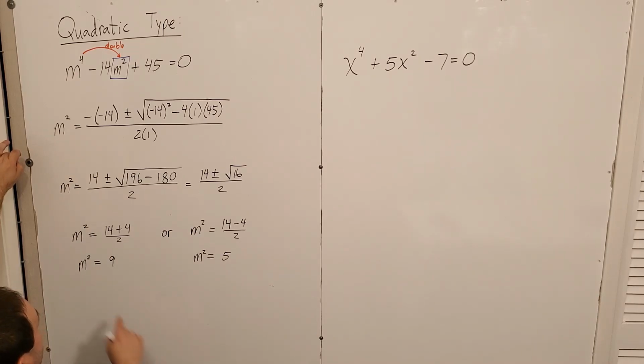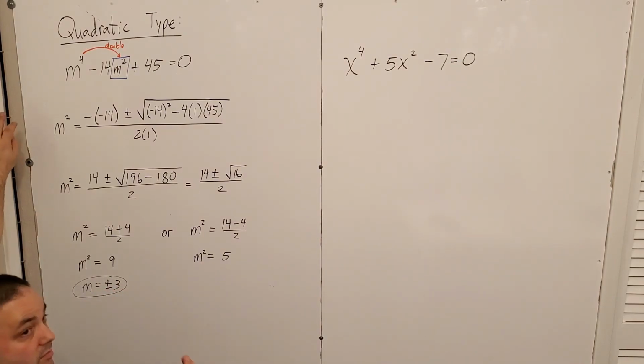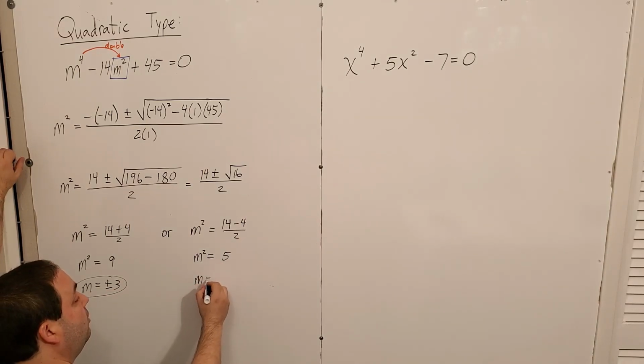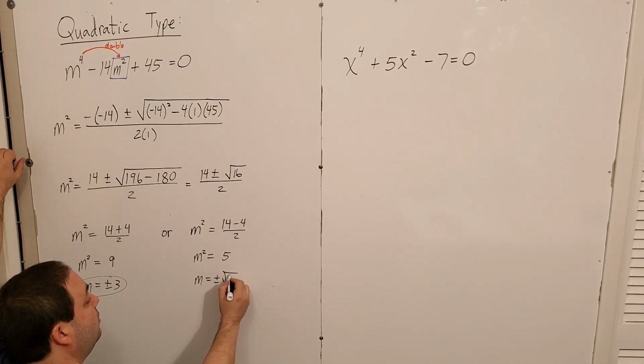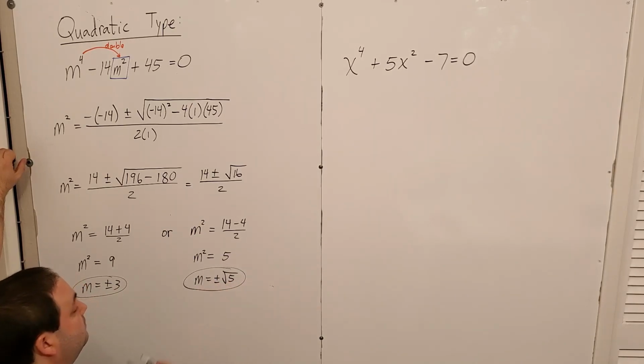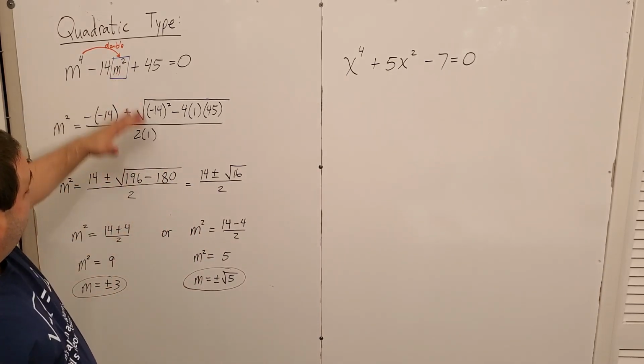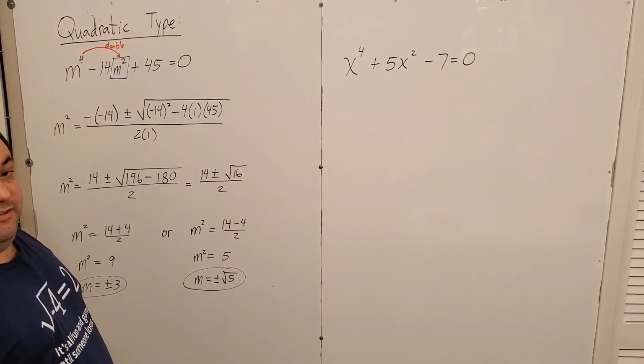Well, this is an easy one. This is going to give me plus or minus 3, because I'll do the square root there. And don't forget, when I introduce the radical, I get the plus or minus. Same thing here. We solved this one directly earlier. That's plus or minus the square root of 5. So as you can see, it's the same 4 answers, and I'm just solving it with the quadratic formula instead of factoring.